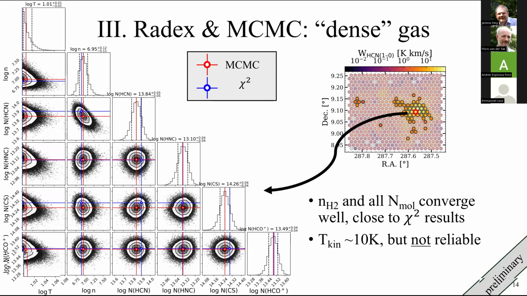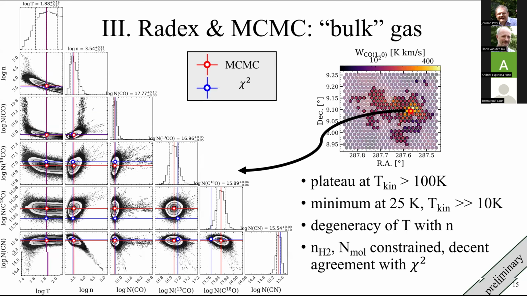And what we find is that especially the volume density as well as our column densities are well constrained by looking at the distribution function. And we see that they are all relatively close to the values we already found from the chi-squared. However, when we look at our temperature here, we find that it again goes to a very, very low value of about 10 Kelvin, but that this is not well constrained at all because the function doesn't decrease towards lower values, because we are at the lower range of our temperature range.